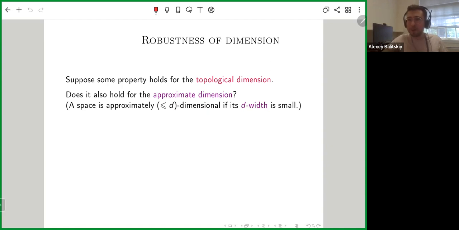All right, so the plan for the rest of the talk is to go through several properties that you expect to be true for something that was inspired by dimension. And we'll see throughout the talk that many of them actually do not hold for the robust version of the dimension. So yeah, just to remind you that the definition of the width that I gave was some kind of robust version of the dimension.